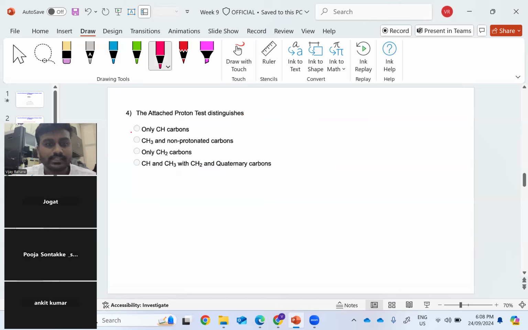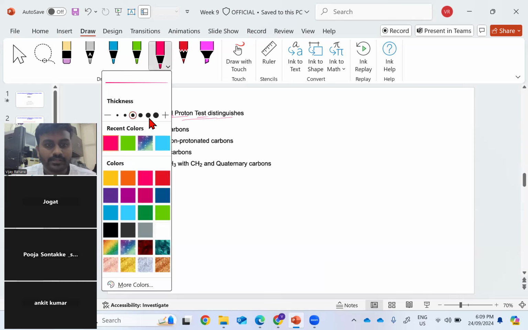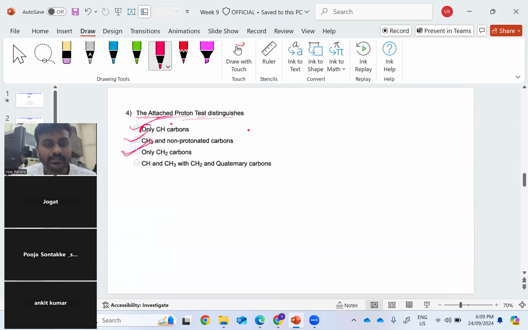The next one is what the attached proton test can distinguish. As you know, with the attached proton test, we can distinguish the CH carbon as well as 13C, right? Also, here in the CH2 we can distinguish by using this attached proton test. But if you look here, it is written only, right? So that's why this option is incorrect.